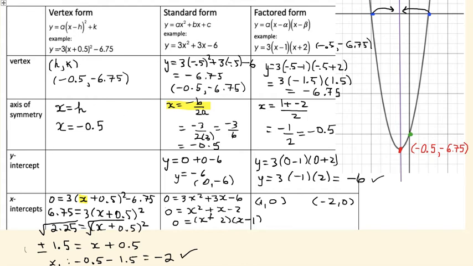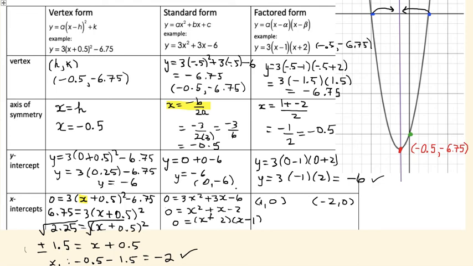We've put in the 0, and we're in fact going to do the same thing here as well. Just put in 0 for x. 0 plus 0.5 squared minus 6.75. Okay, so this is 3 times 0.5 times 0.5, which is 0.25. So 3 times 0.25, that's 0.75 minus 6.75, and indeed we get to negative 6.